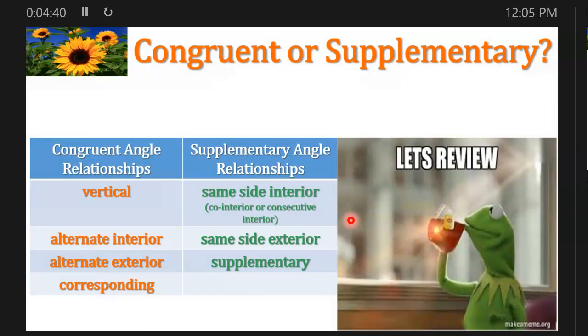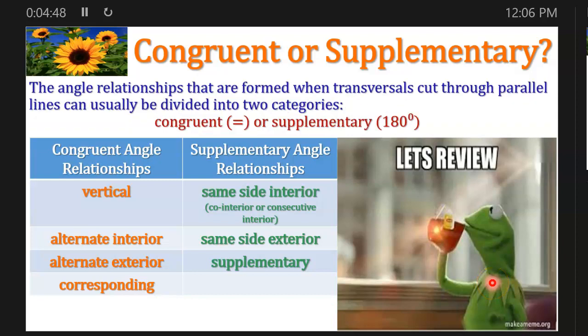All right, so congruent or supplementary. We're going to recap everything before I let you try this on your own. So again, some of these angle relationships that are formed by these parallel lines and transversals are going to end up with congruent angles, and some are going to end up with a supplementary relationship where they add up to 180. So here's just a snapshot.